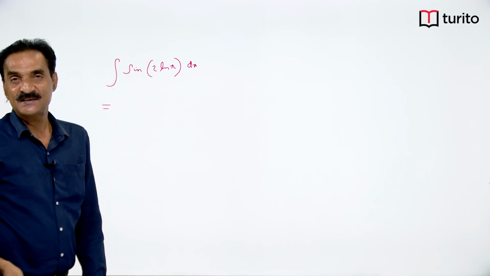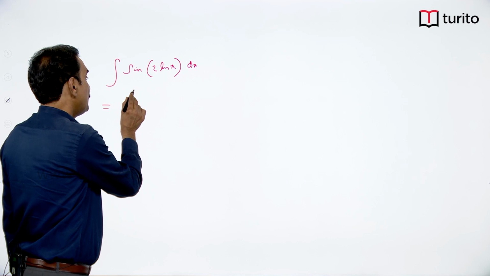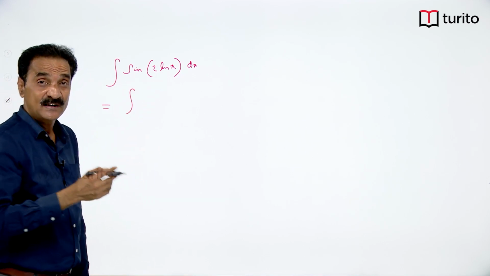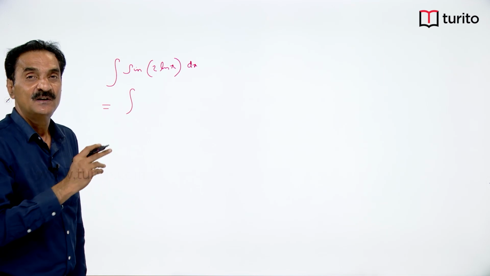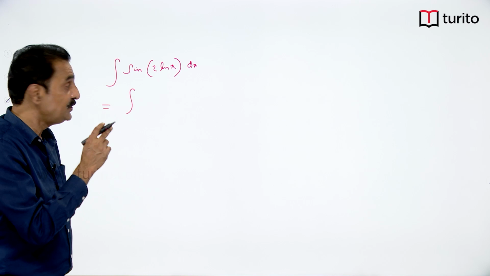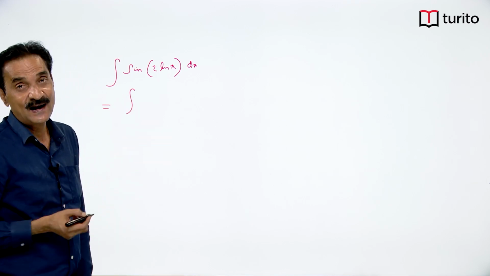Assume that this function is f of ln x. Then what is f dash ln x? Derivative of sin of 2 ln x with respect to ln x is cos of 2 ln x into 2. So, 2 cos 2 ln x. Let us add and subtract that.